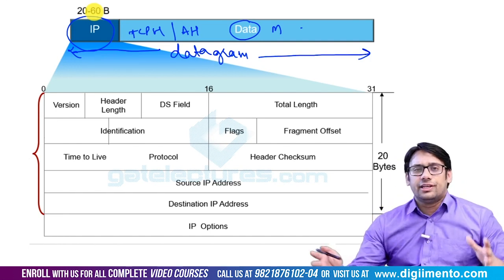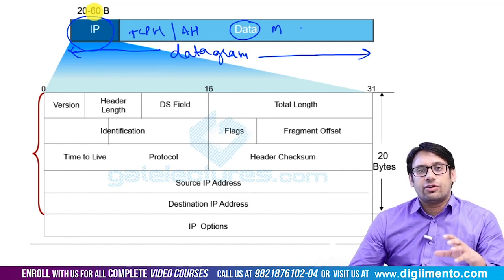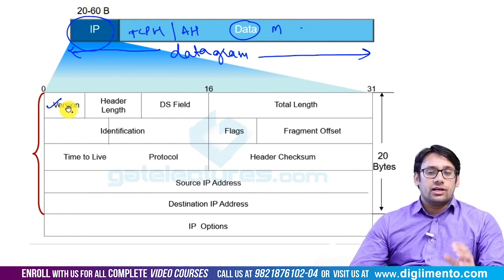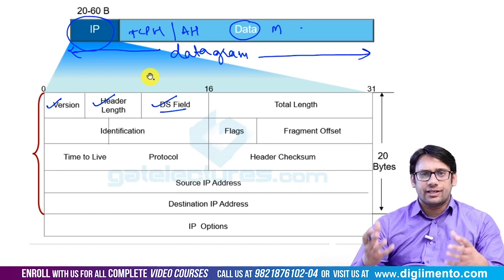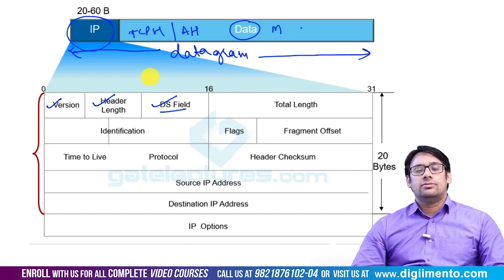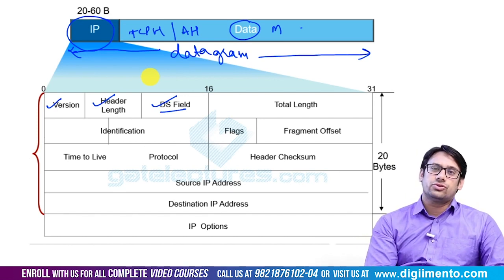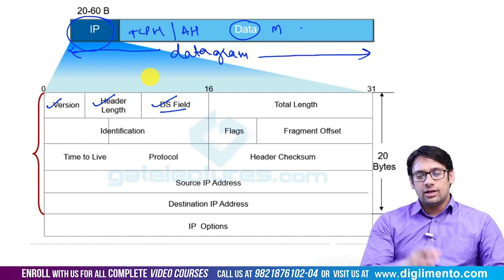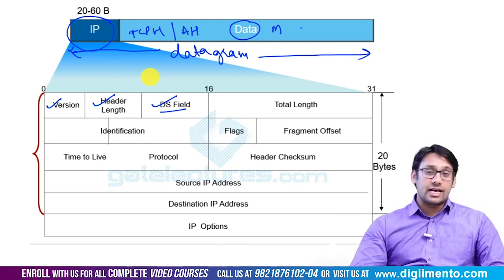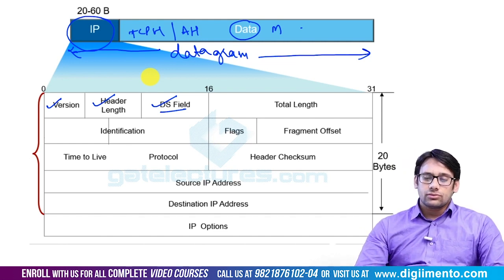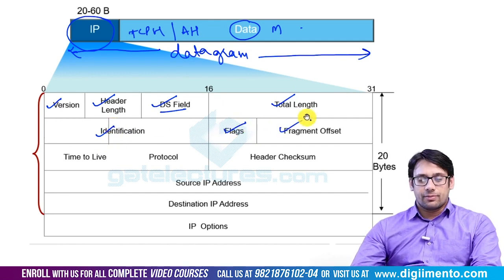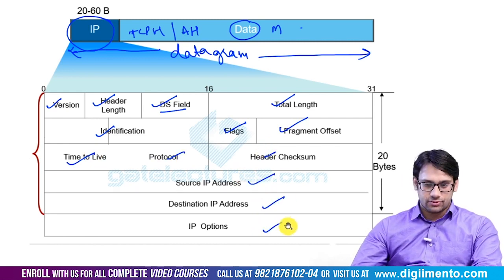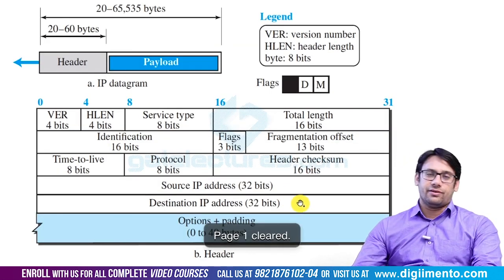Now, in the IP header, we have various fields. Various fields means, what kinds of information does this IP header have? The first field is the version. Second is the header length. Then we have the DS field. Actually, this DS field changed a lot in the past. Earlier, this field was known as the type of service field, which also defined the priority. I think I've already created a video on the DS field, so I'll attach that video with this folder. And then we have the total length field, the identification field, some flags, the fragment offset, the time to live field, the protocol, the header checksum, the source IP, the destination IP, and some options. But let us look at these fields one by one.